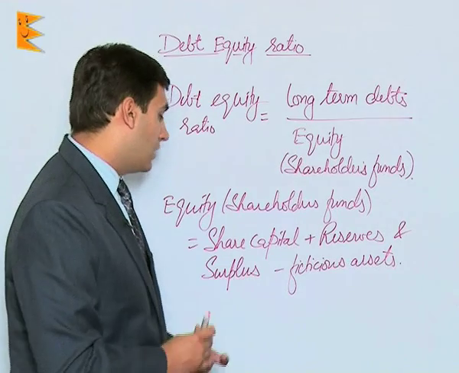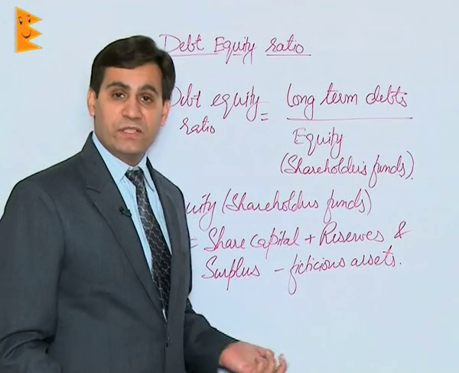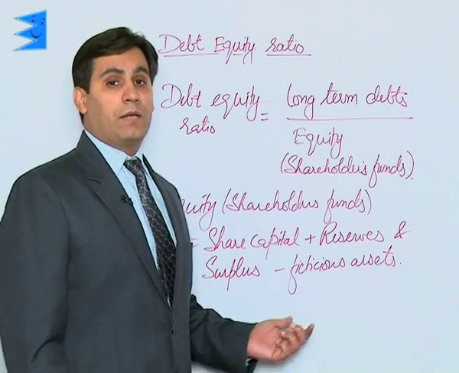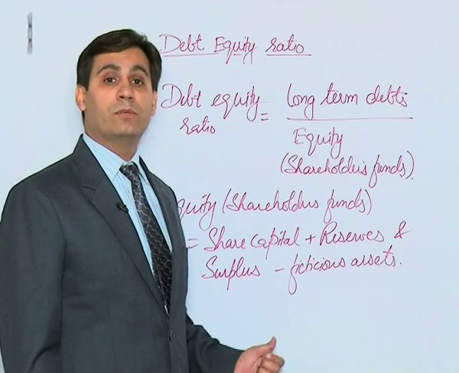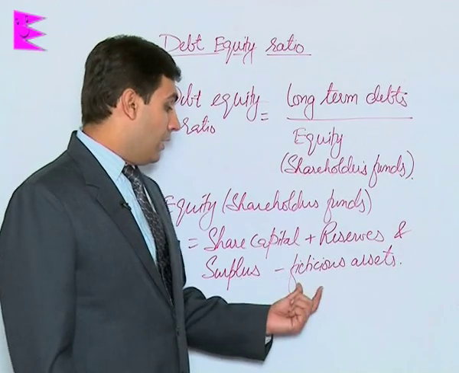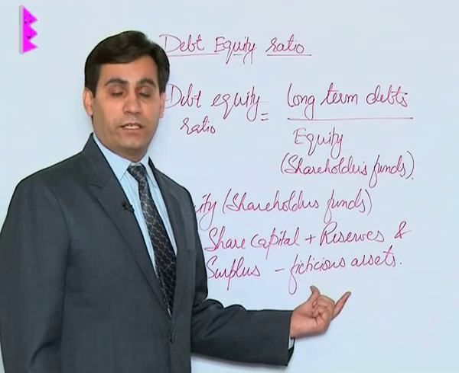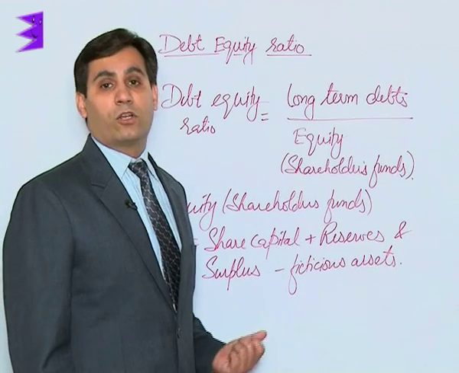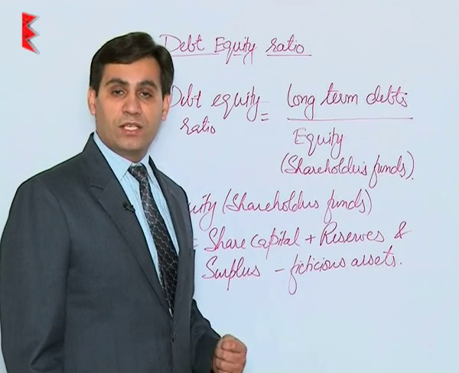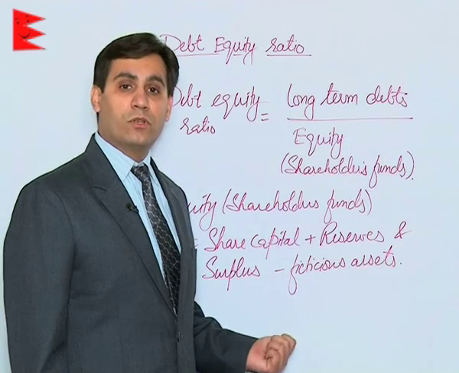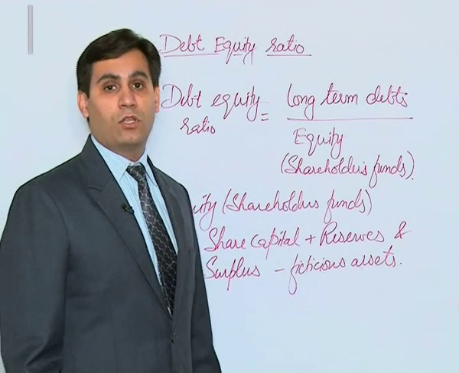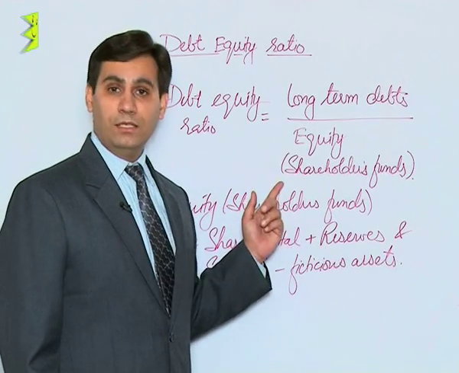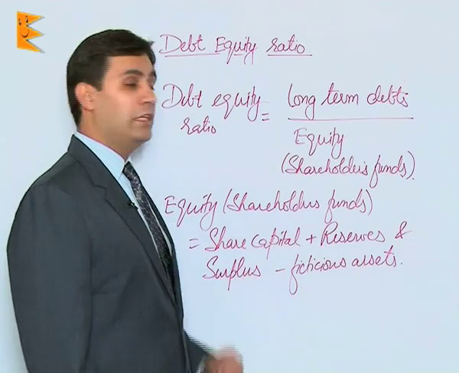So students, shareholders funds include share capital which means both equity and preference, then reserves and surplus which includes both capital reserves and general reserves, and remember those capital reserves like securities premium which actually belong to the owners, and fictitious assets to be deducted. By fictitious asset we mean miscellaneous expenditures which have not yet been written off, like discount on issue of shares or discount on issue of debentures and underwriting commission not written off. So when we have the total of long term debts and equity, they can be divided to find debt equity ratio.